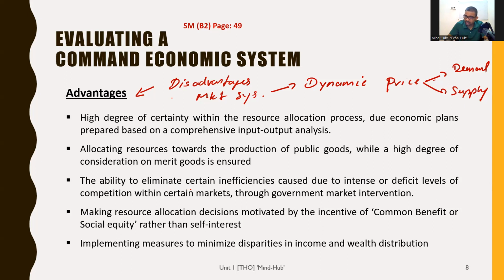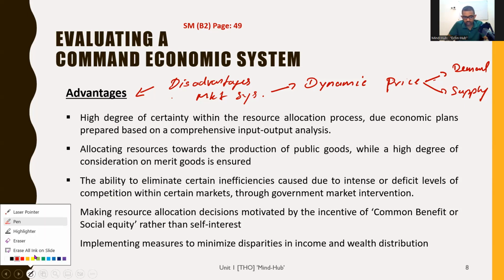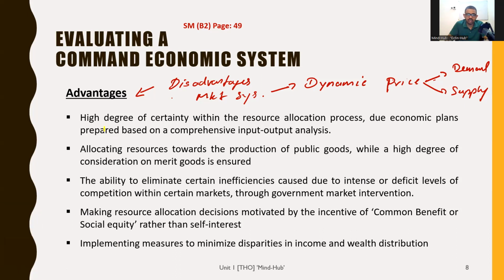Dynamism is good, but dynamism also has certain challenges when it comes to decision making when things keep changing. But in a command economic system, the advantage is there is a high degree of certainty. So we'll use the word certainty as our keyword. Certainty in what? Resource allocation. Remember, price mechanism is a mechanism for resource allocation. Planning system is a mechanism for resource allocation.